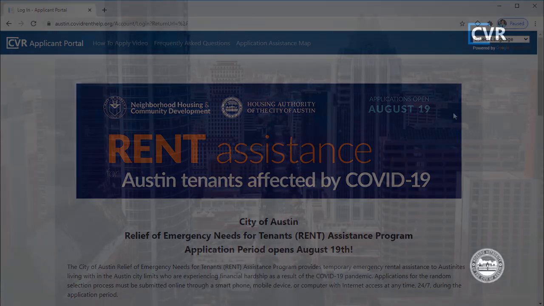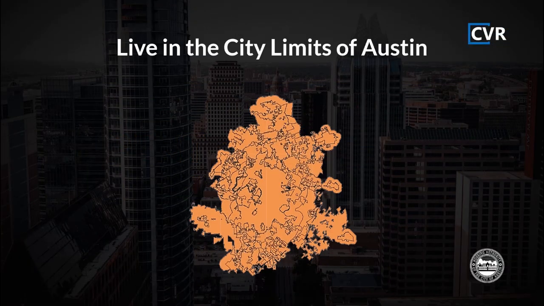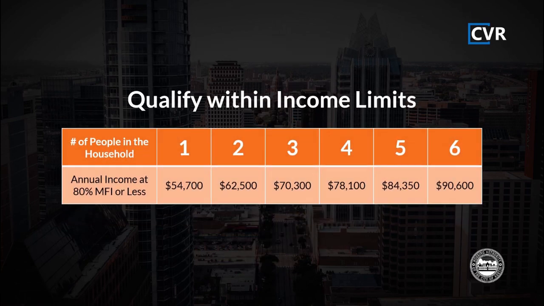To be eligible for rent funds, applicants must meet certain eligibility criteria. Live within the city limits of Austin. Have a pre-COVID-19 household annual income as of December 13, 2019, and current household annual income of 80% or less than the Austin median family income.